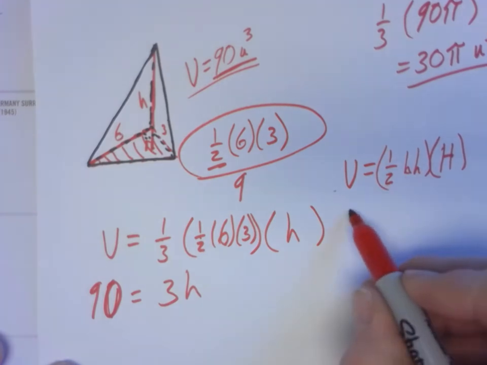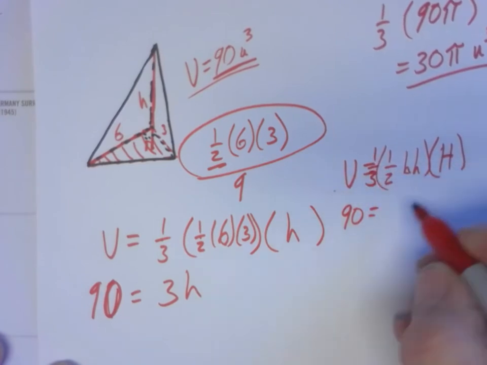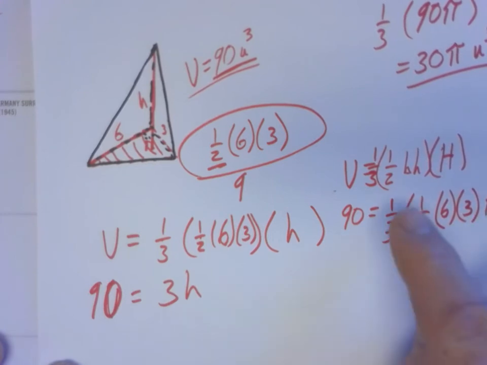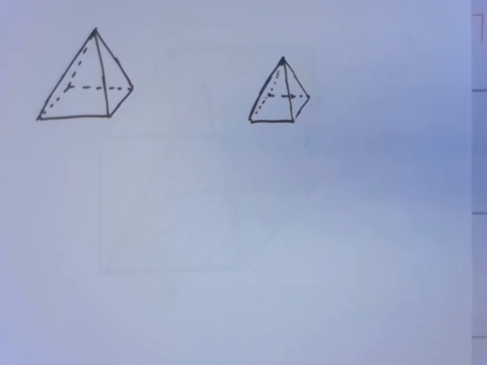So if we just fill in the parts we know, excuse me, I didn't put my 1/3 in there. 1/3 times 1/2 times the base of our triangle, which is 6, times the height of our triangle, which is 3, times the height of the figure, which we don't know. You just fill in all the parts of the formula that you have, and you have one variable left. You can figure out what the missing part is. Okay? Quickly now, YouTube doesn't like me uploading very long videos.